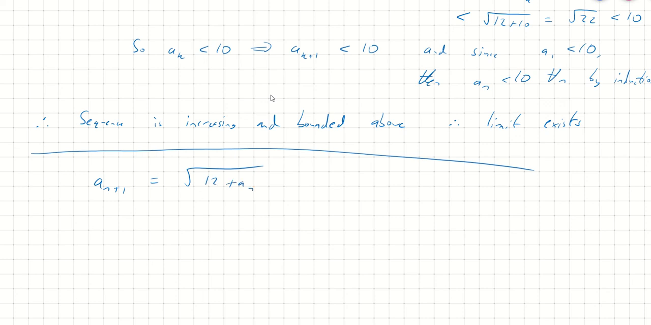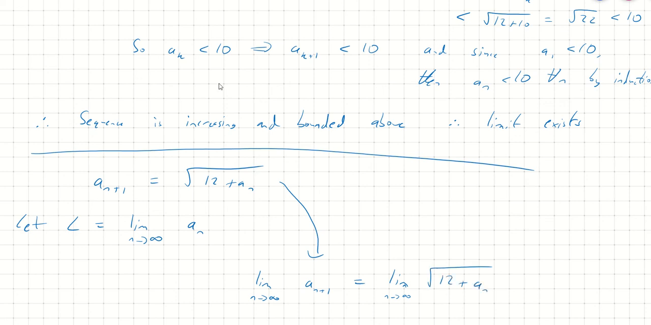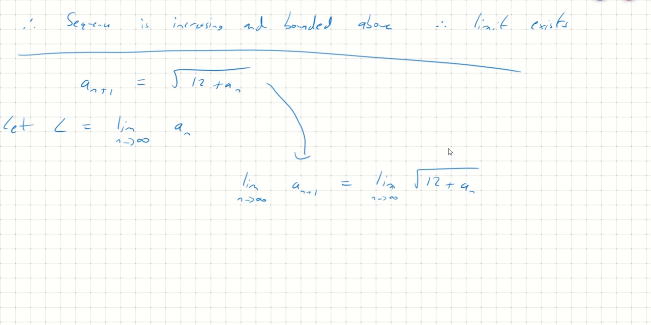So let L equal the limit as n tends to infinity of a(n). Then from this, if we take the limit of both sides of this equation, the limit as n tends to infinity of a(n+1) equals the limit as n tends to infinity of the square root of 12 plus a(n). Now the left-hand side, the limit as n tends to infinity of a(n+1), is just the limit as n tends to infinity of a(n). So that's just equal to L.